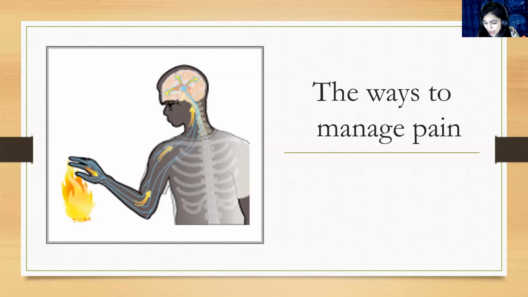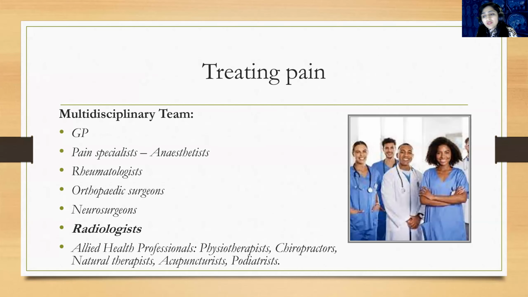So there are different ways to manage pain. Definitely the best approach is the multidisciplinary team approach. These are the different specialties which are included in the multidisciplinary team. Definitely the GP is the first contact of all patients to the public health system. Then the pain specialists, which include an anesthesiologist, rheumatologist, orthopedic surgeon, neurosurgeon, and radiologist. And definitely the multidisciplinary team cannot be completed without the help of our allied health professionals like physiotherapist, chiropractor, naturopath, acupuncturist and podiatrist.